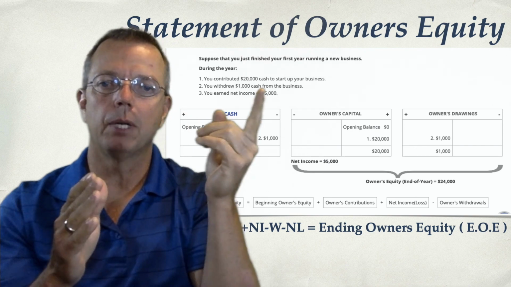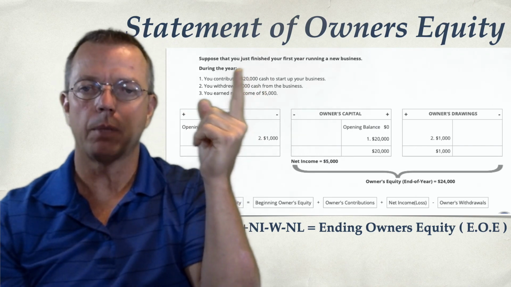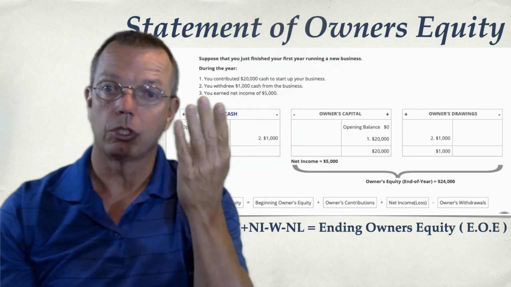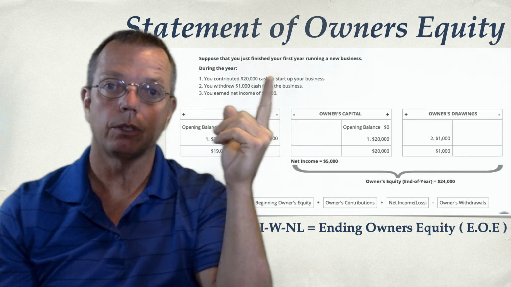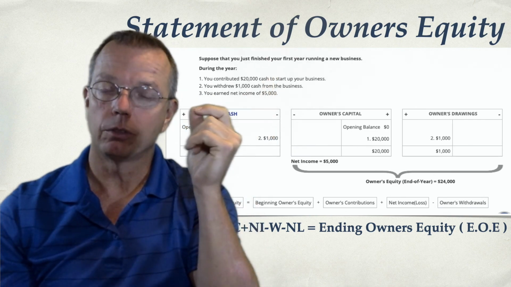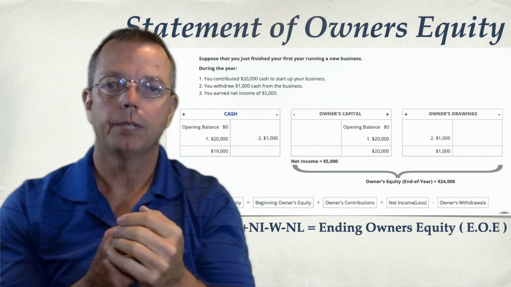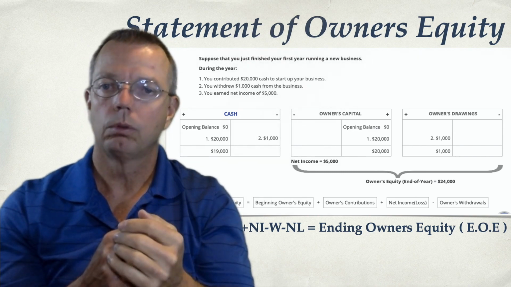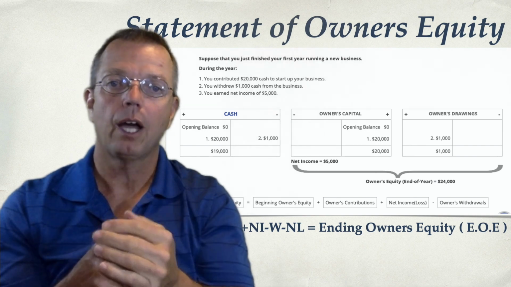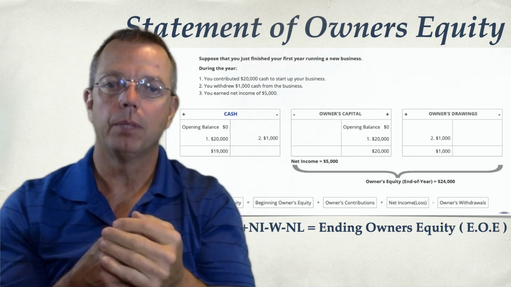So we invested the money. It didn't have an opening balance. It had an opening balance of zero because it's a startup company, because it says right there, startup, first year running, so it would have zero starting. And then we invested $20,000, okay? And then you withdrew a drawing of $1,000 cash from the business, right?